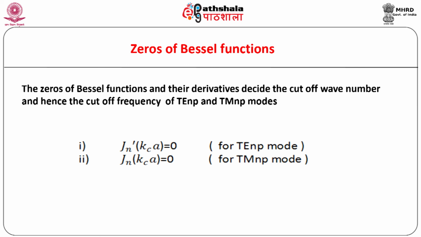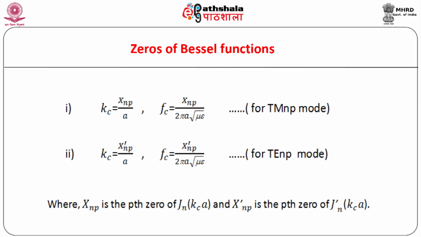In the next module, we will prove that the expressions for cutoff frequency and cutoff wave number are given through the relations as shown. Noting the zeros of Jn dash of kc a and Jn of kc a, the expressions for cutoff wave number and the cutoff frequency for TE np and TM np modes in the case of cylindrical waveguide of radius a can be written as shown. Here x np is the pth zero of Jn of kc a and x dash np is the pth zero of Jn dash of kc a.